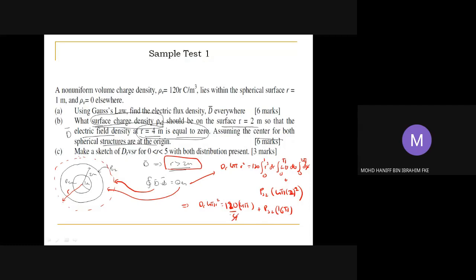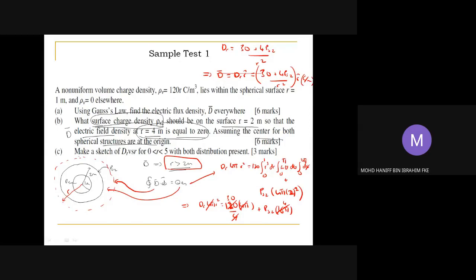Right, so we can simplify the equation. The 4 pi can be cancelled out, so we're going to have 4 only. I bring it up here. So we're going to have Dr equals 30 plus 4 rho s2 divided by r squared. Subsequently, we can write the vector D equals Dr in the direction of r, which gives us 30 plus 4 rho s2 divided by r squared, direction of r. So that should be our vector D.